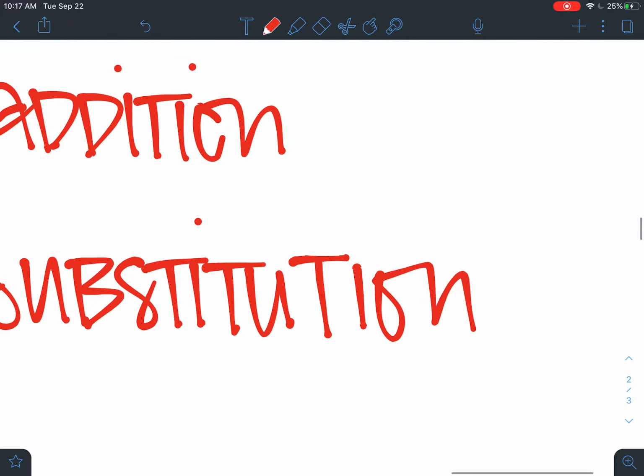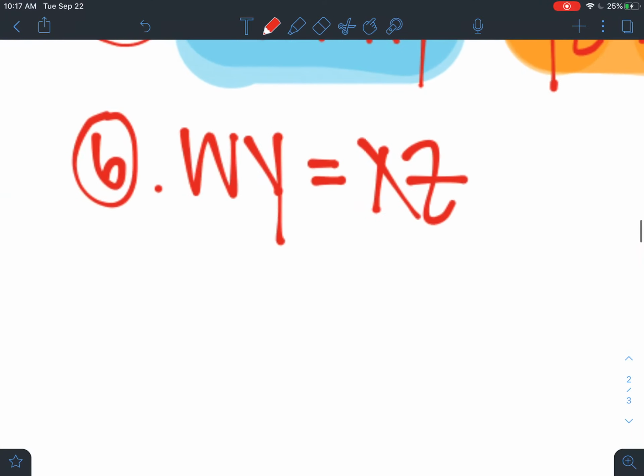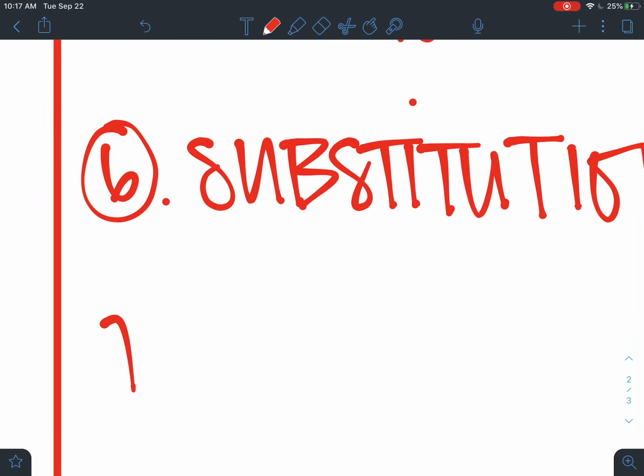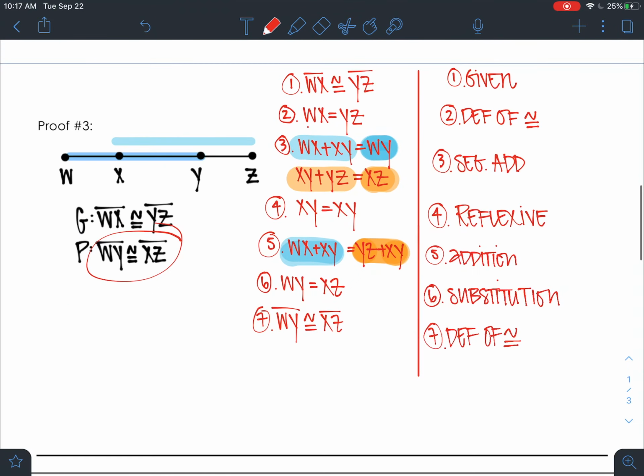Now, if you look at what we're trying to prove, we're trying to prove that they are congruent. I have them as equal, so I have to take one more step and do WY is congruent to XZ, and that's through definition of congruence. And that is proof number 3. Now, you could also do this through a substitution step, all right? So just keep in mind that just because I did it this way doesn't mean that you had to.